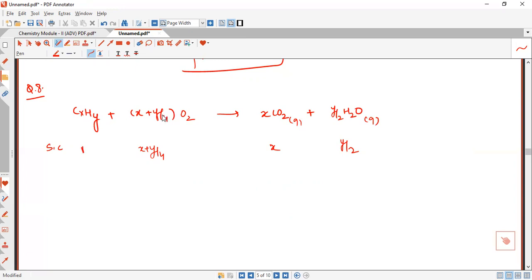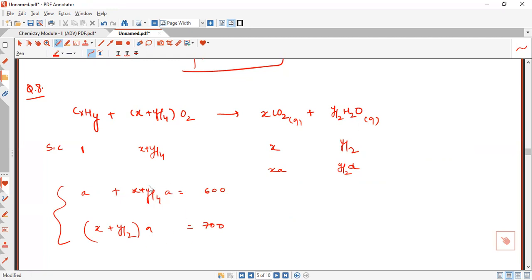The volume of these two is 600 ml and the volume of these two is 700 ml, right? So what you can do is say, let's say a ml react, then x plus y by 4 into a is going to be 600. And you can write how many ml are going to form: xa ml is going to form, y by 2 a is going to form. So you can also write x plus y by 2 into a is 700. So this is one equation you can solve, but obviously this is a little bit lengthy.